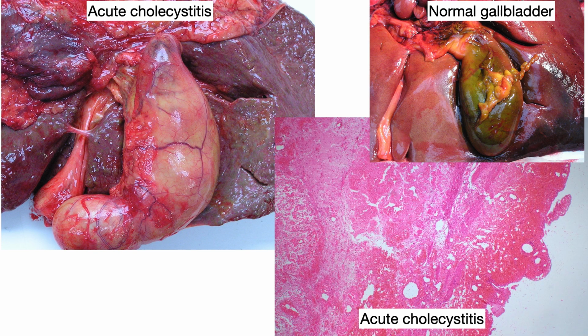So at the top left is acute cholecystitis, which was acute calculus cholecystitis. It was due to a gallstone. And you can see the gallbladder is discolored. For comparison, I put a normal gallbladder at top right, and at the bottom was what the mucosa looks like. It's just all hemorrhagic, inflammation, very sick. And like I said, this can lead to sepsis and can lead to death.